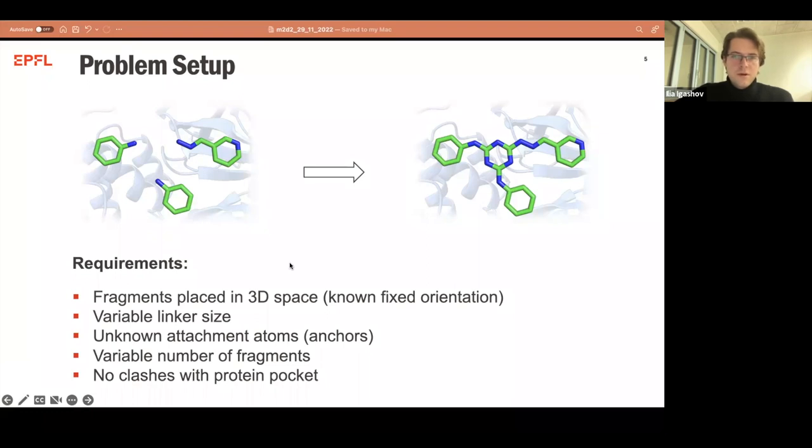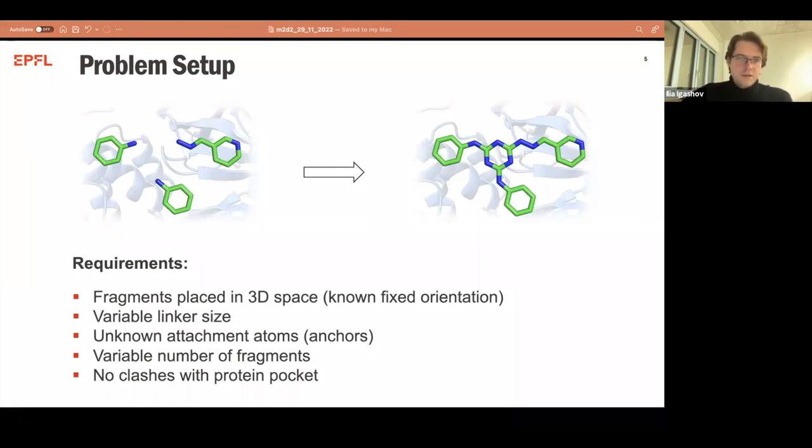We also don't know which atoms should be connected in the fragments exactly. So we don't know these anchor points. Besides, we don't want to be limited by the number of fragments that we can connect at the same time. So it can be most commonly, of course, a pair of fragments, but in principle, we would like also to be able to connect three and more fragments simultaneously.